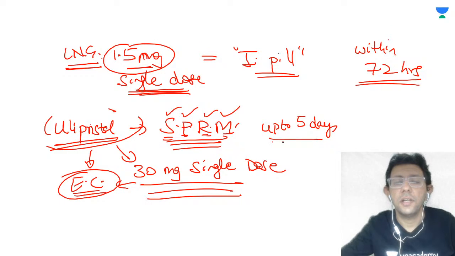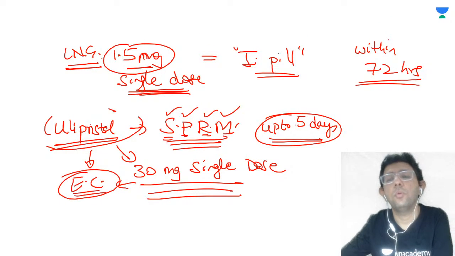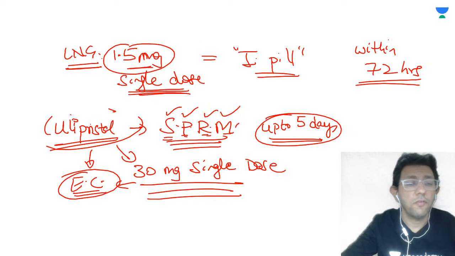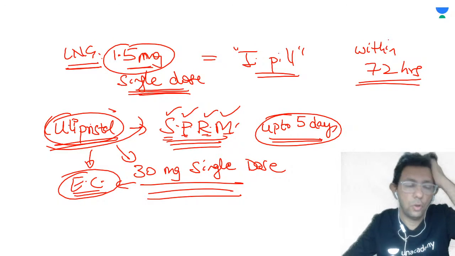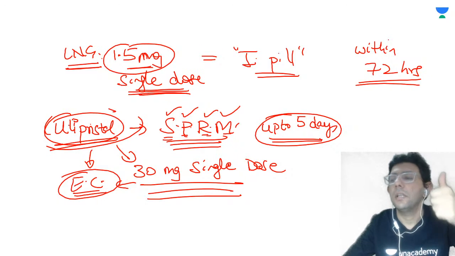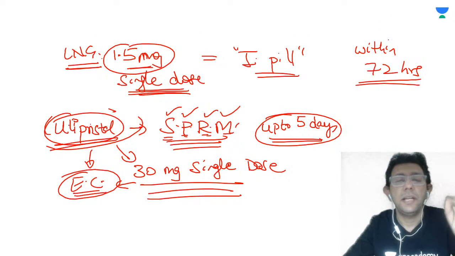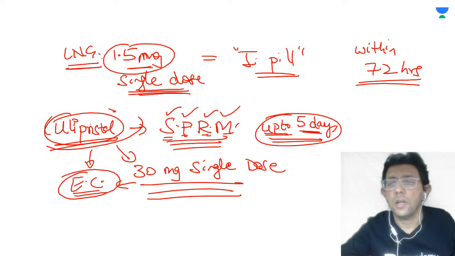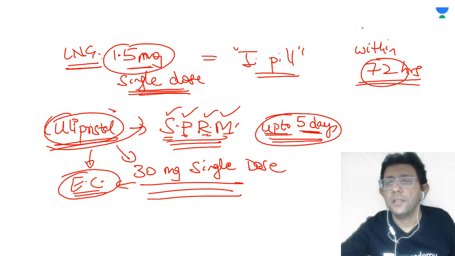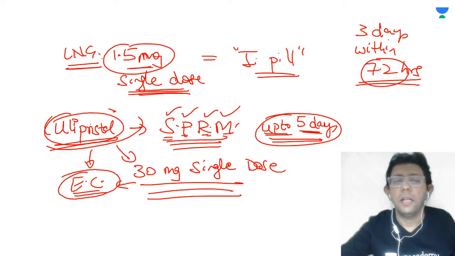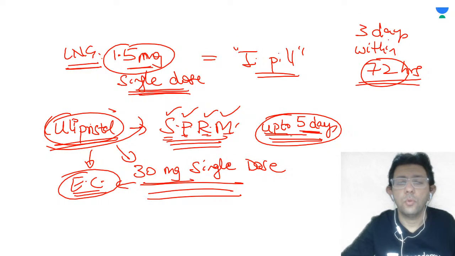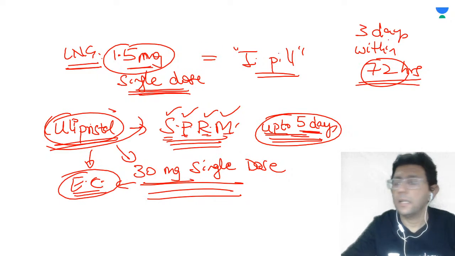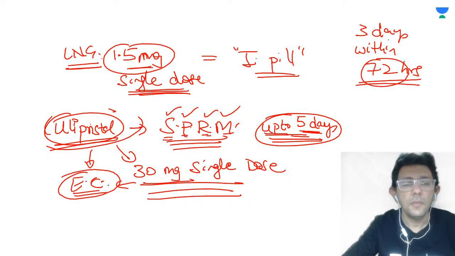It was just launched in India, and it works up to 5 days. In fact, the brand name also refers to 5. By the way, ulipristal is also used for fibroid, but that is a separate discussion altogether. Ulipristal is a selective progesterone receptor modulator, and it can be used up to 5 days following sexual exposure. You're getting 2 days extra. With iPill or LNG it is 3 days, 72 hours, and here I am getting up to 2 days extra, so totally up to 5 days following the act of unprotected intercourse, the patient can take the ulipristal tablet as a single dose.